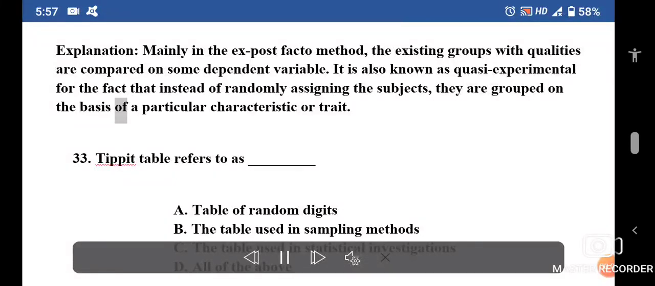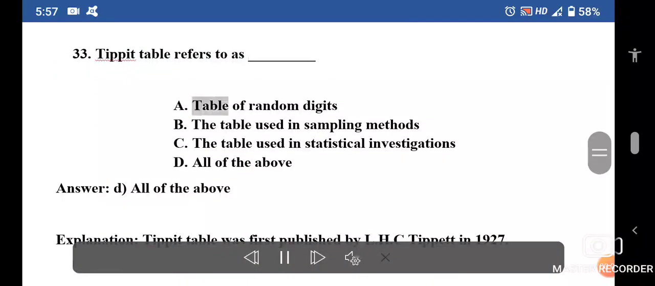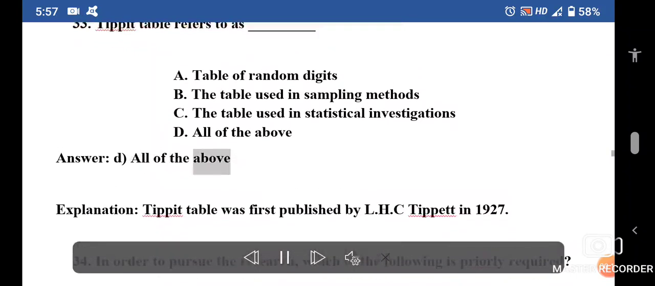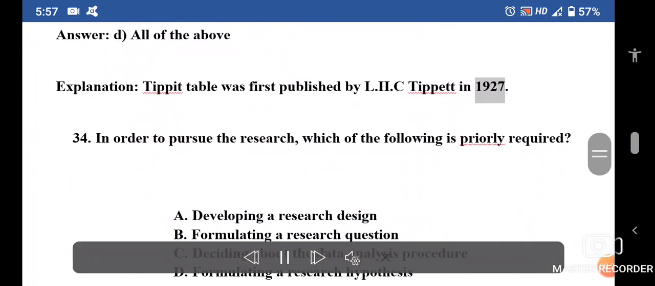They are grouped on the basis of a particular characteristic or trait. Tippet table refers to blank. Table of random digits. The table used in sampling methods. The table used in statistical investigations. All of the above. Answer D. All of the above. Explanation: Tippet table was first published by LHC Tippet in 1927.